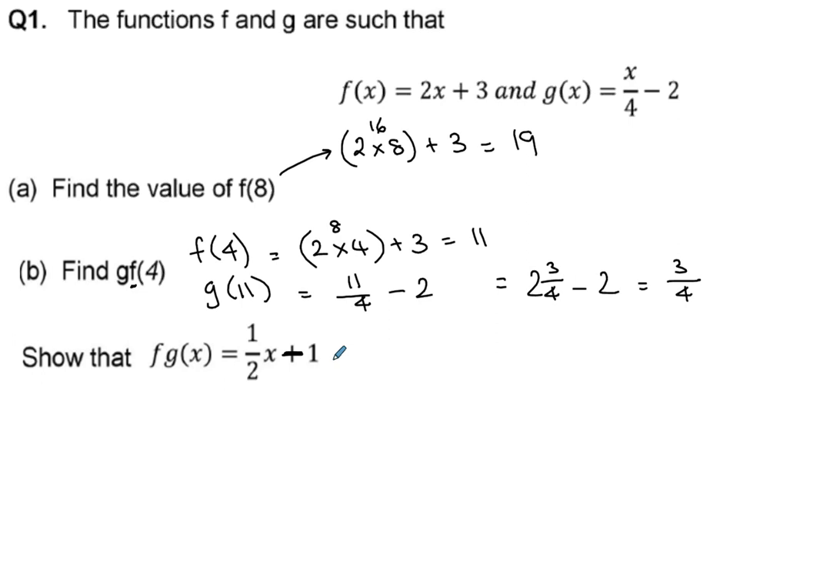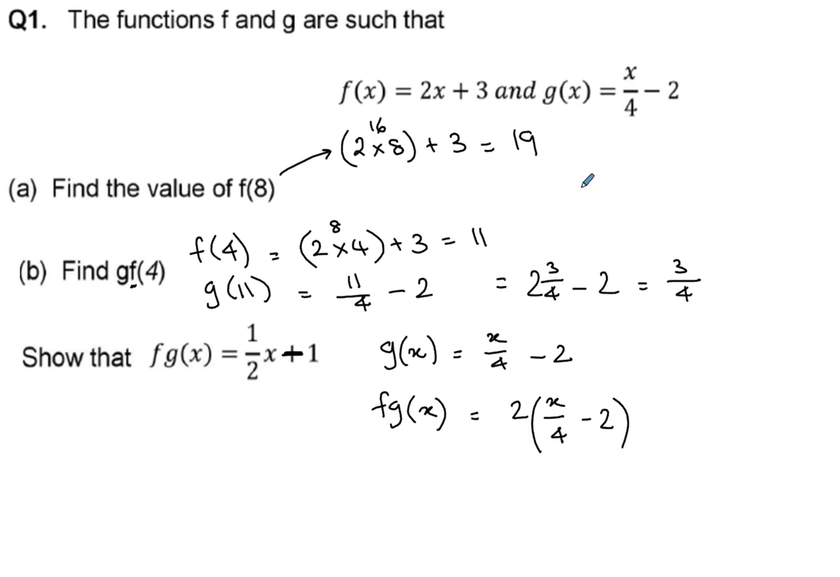All right, so let's do the g(x). So g(x), as I said, it's nice to write it out again. x over 4 minus 2. So that's what we're going to put into the x in the f function. Yeah. So fg(x) equals 2, and then instead of the x, we put that. So we've got x over 4 minus 2. And again, don't forget to add on the plus 3.